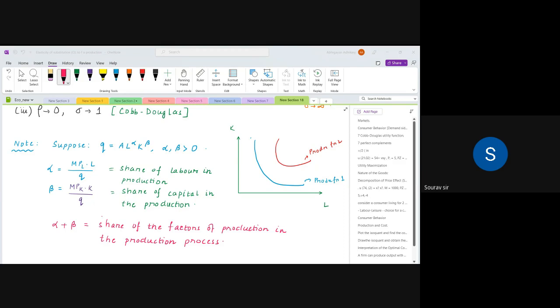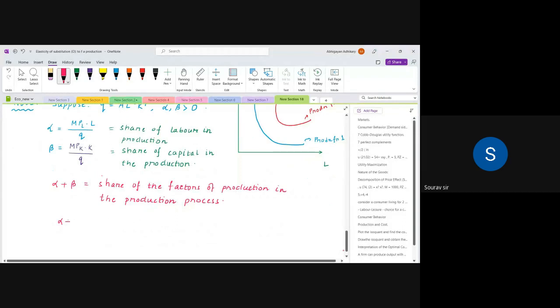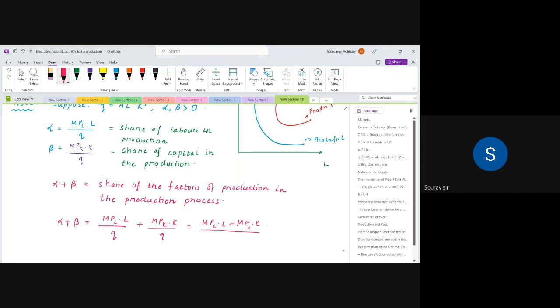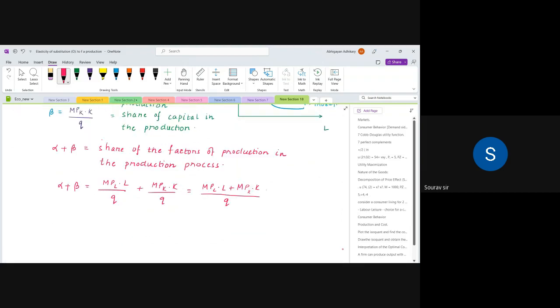And if I look at the formula, what is this becoming? Alpha plus beta will basically be MPL into L by Q plus MPK into K by Q. So that means it is simply MPL into L plus MPK into K divided by Q. Correct? So I can simply write it as MPL into L plus MPK into K is alpha plus beta into Q.